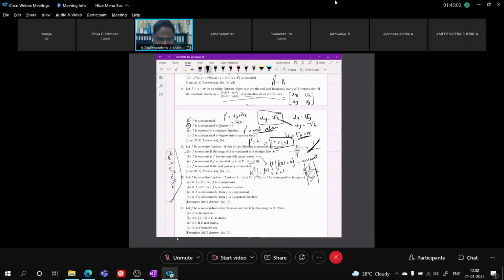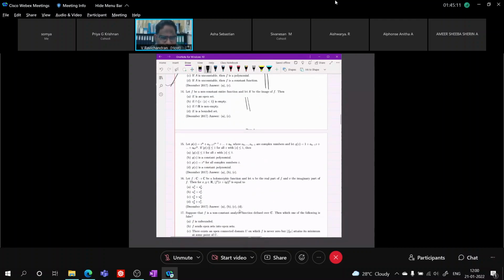Okay, this question is again by identity theorem. This also by what theorem? Let us see. I will not discuss the question number 13. Looks similar. Let us see about this question number 14.